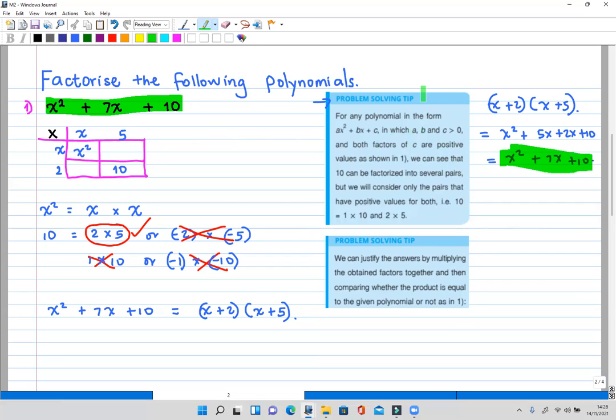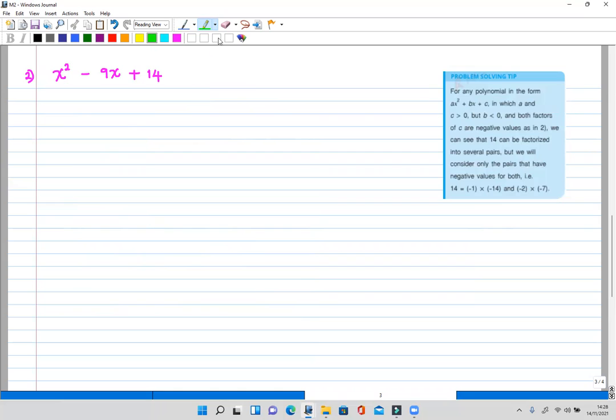Let us get another example. Now, we have x squared minus 9x plus 14. We will create the table, first of all.